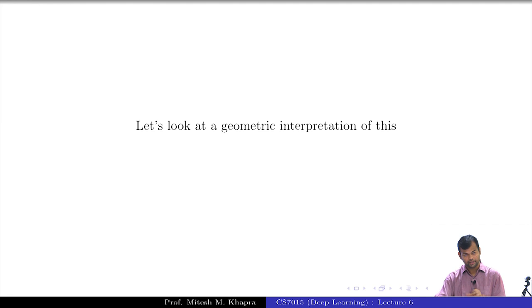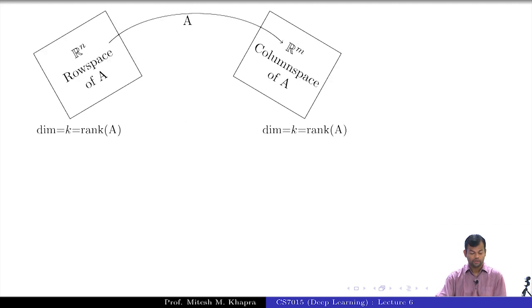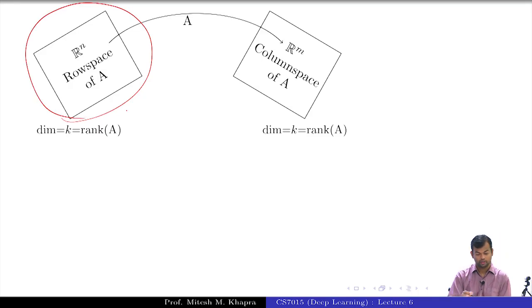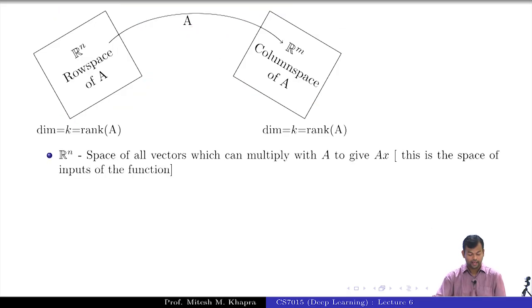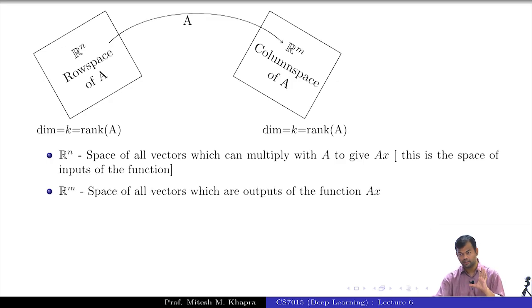Okay. So now let's try to look at a geometric interpretation of this. So what you have is this original space, which is Rn. You are using A as a matrix operation, as a function, and you are transforming vectors from Rn to Rm, right. So yeah, this is the space transfer that I was saying. Vectors are being picked up from Rn and being put into Rm. And Rn is the space of all vectors which can act as inputs to this function, and Rm is the space of all vectors which are the outputs of this function Ax.